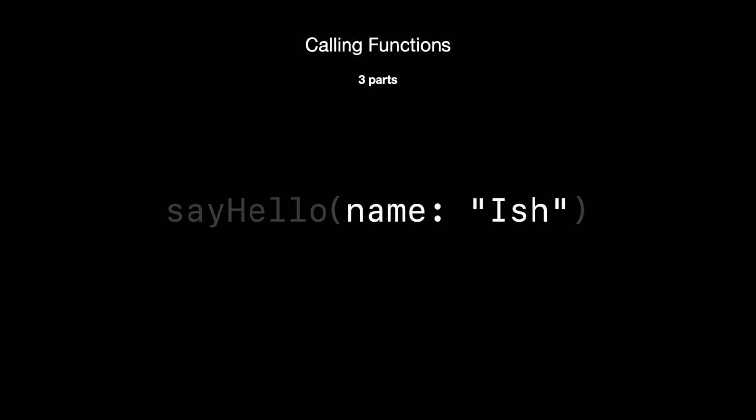The third and final bit is to make sure that any parameters that the function requires are included in the parentheses along with the matching label. The label used when calling a function is called an argument label. The label you use when calling the function must match the label used when the function was implemented. So this is what it looks like to call the function that we implemented earlier.